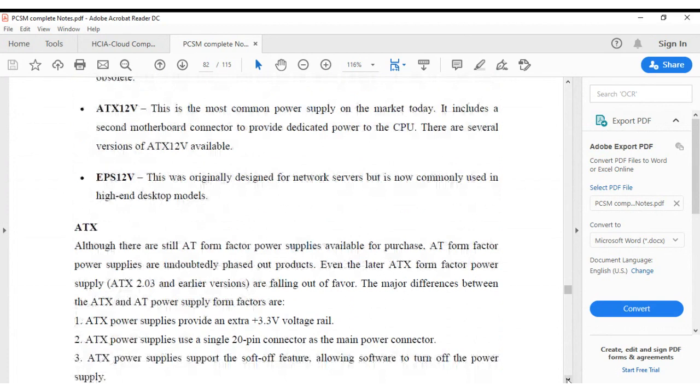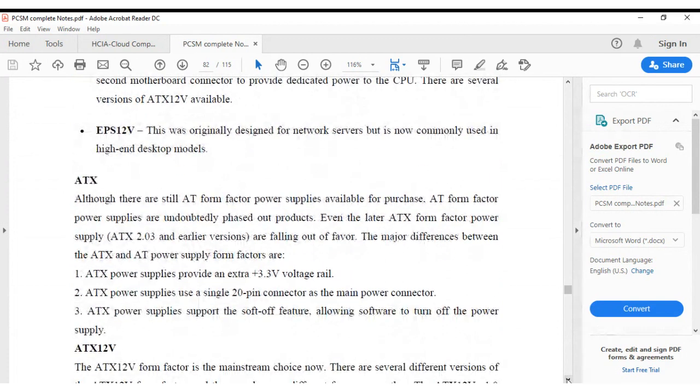Although there are still AT form factor power supplies available to purchase, AT form factor power supplies are undoubtedly a phased-out product. Even lately, ATX form factor power supplies are falling out of favor. The major differences between ATX, Advanced Technology Extended, and AT power supply form factors are three. Now, why do we go for ATX?